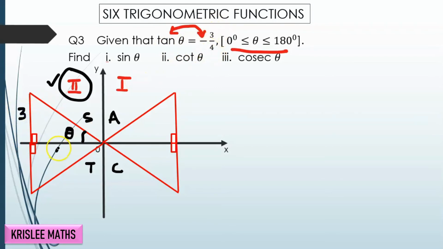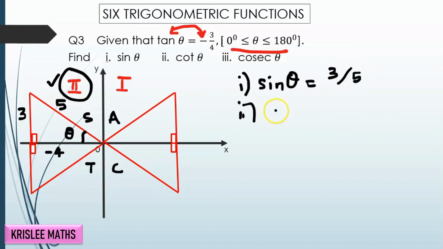Next, the ratio. Tangent theta is given as negative 3 over 4. So the side here will be on the negative x-axis. Therefore, you put negative 4. And using the Pythagoras theorem, you can find the hypotenuse. So here 3, 4, therefore here it will be 5. Okay, so once you have all three sides, now you can find the ratio. Sin theta equals opposite over hypotenuse. So it is 3 over 5.